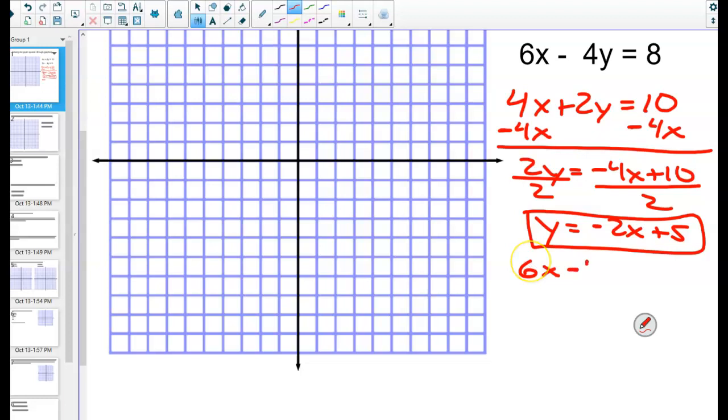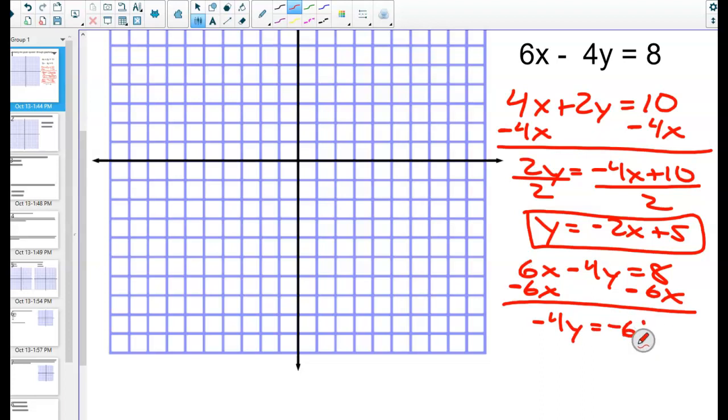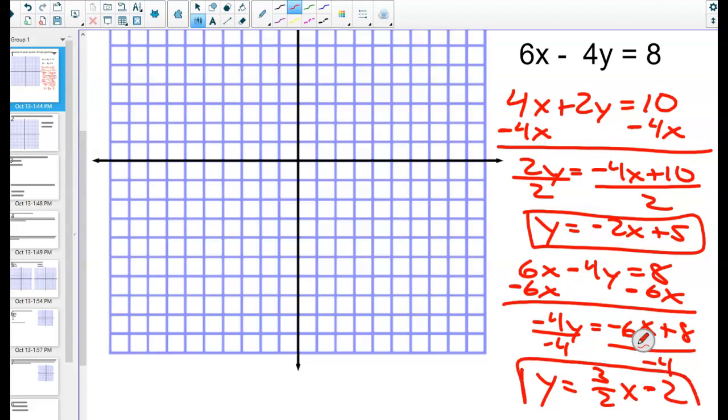So 6x minus 4y equals 8. Same thing as the previous one. I'm subtracting 6x on both sides. Negative 4y equals negative 6x plus 8. And then I do need to be aware I'm dividing by a negative. So I end up with y equals negative 6 over negative 4 becomes a positive. 6 over 4 reduces to 3 halves. 8 divided by negative 4 is negative 2. And that is the second line I'm graphing.